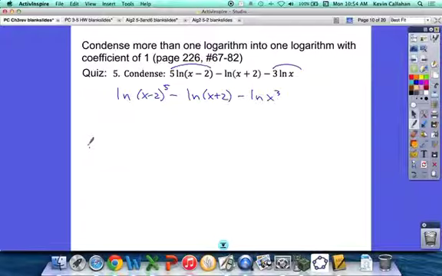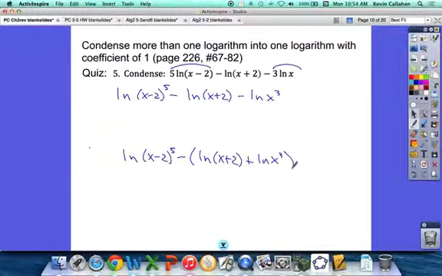Okay, now you could think of this in different ways at this point. Right? You could do this kind of thing. You could say ln of x minus 2 to the 5th minus, and then put parentheses, ln of x plus 2 plus ln of x to the third. By putting the parentheses there, that minus changed to a plus. And then you could see this as a product property inside the parentheses and a quotient property here. But personally, I wouldn't do that.